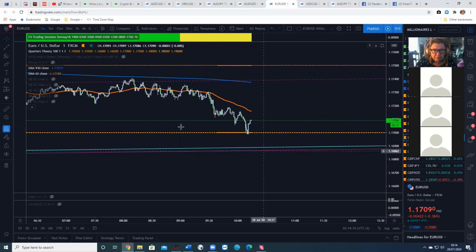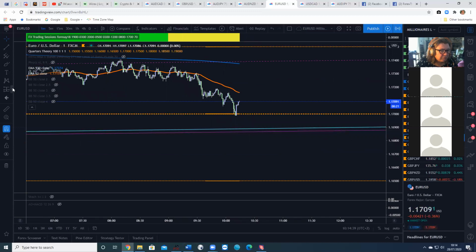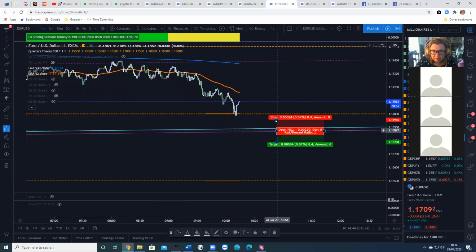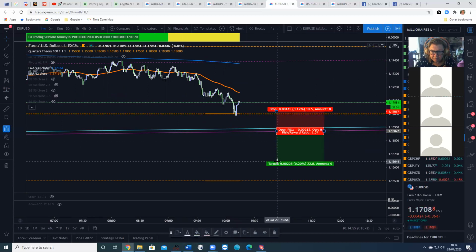Maybe he was waiting for it to come down here. I should think that's probably what it was. I missed his setup on that one. So if I see what the stop loss looks like, you'd have to have a slightly bigger stop loss to cover quarter theory for when it comes down to there.